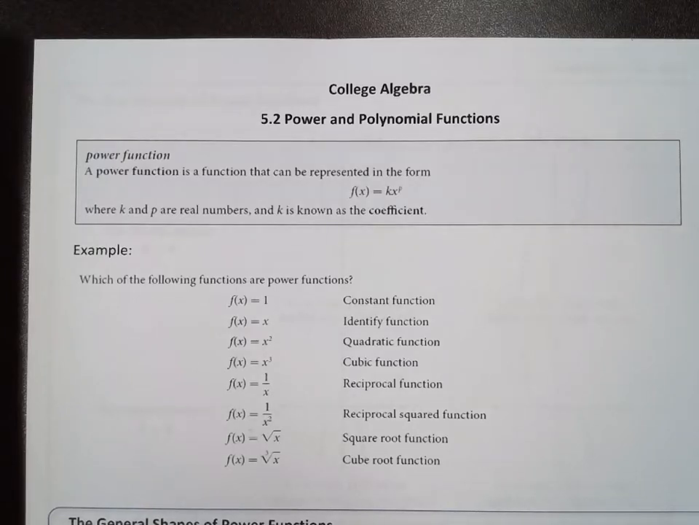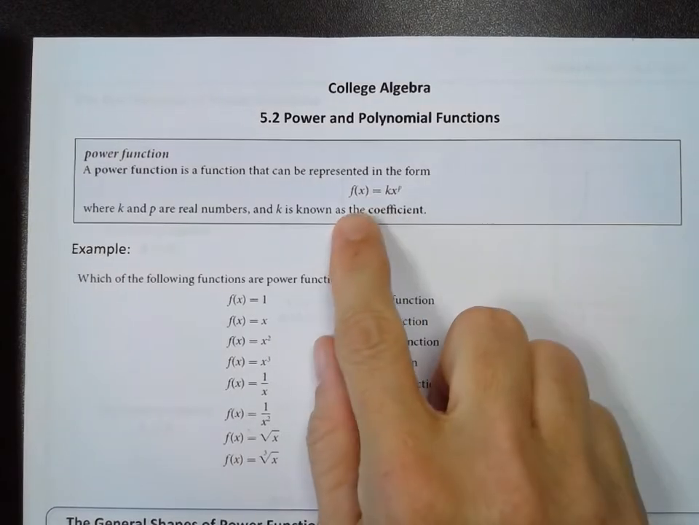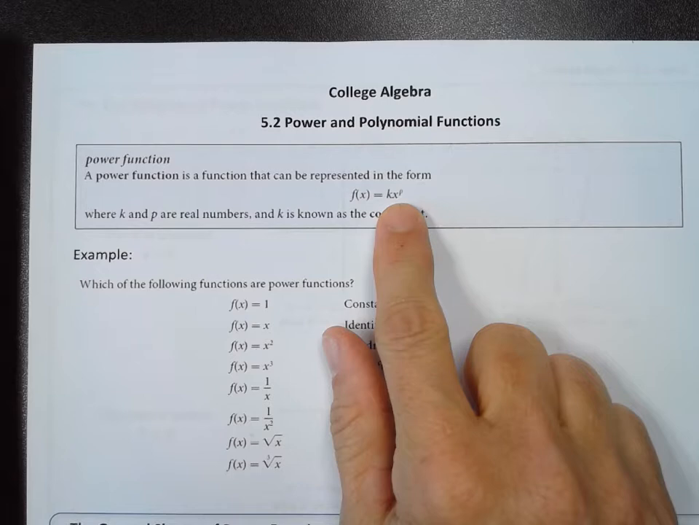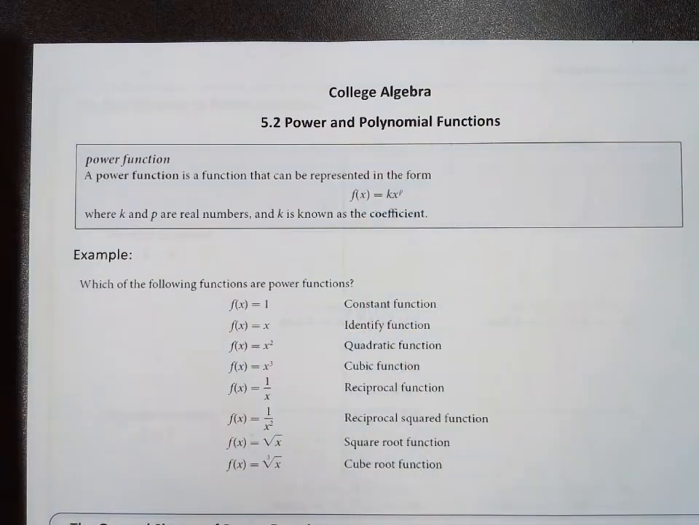5.2, the power and polynomial functions. A power function is a function that can be represented by this equation. In this equation, the k and the p are real numbers, and k is the coefficient. Hopefully you know what all those words mean.